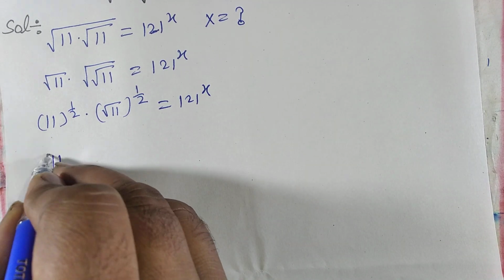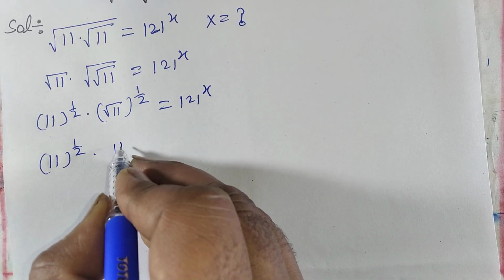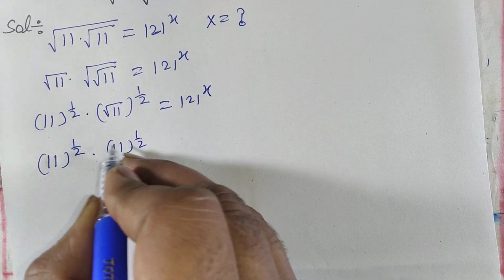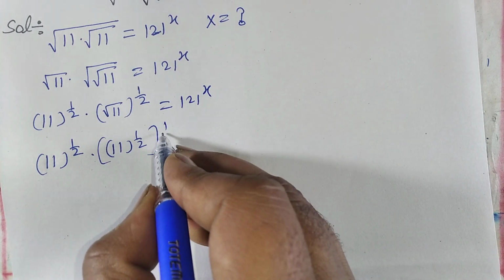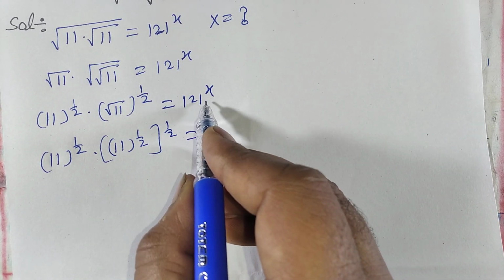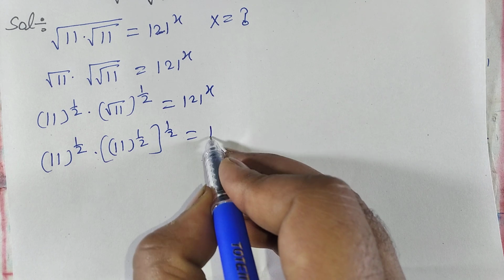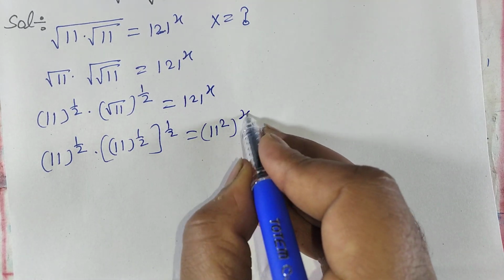Now 11 to the power 1 by 2 into 11 to the power 1 by 2, and this root we can write the same, 1 by 2 whole to the power 1 by 2, is equal to 121. It can be written as 11 squared is 121, whole raised to the power x.